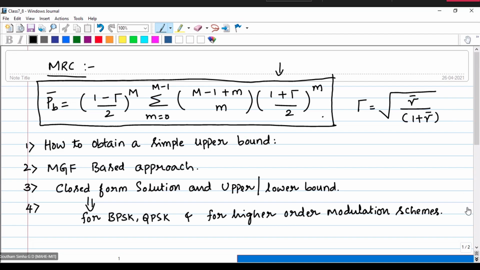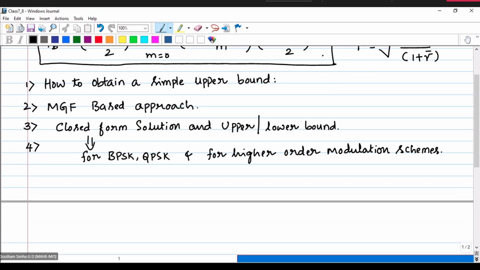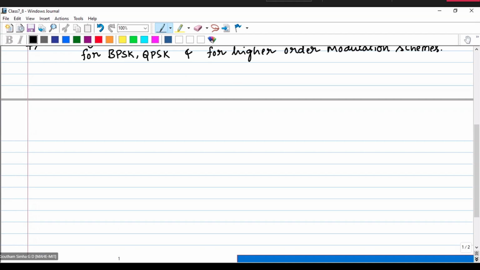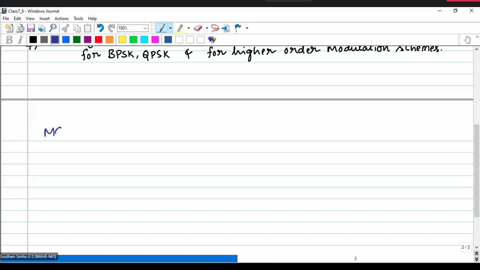Now what happens is, in order to answer this question, you need to understand, I think you have studied more or less, you might have come across the moment generating function based approach for average probability in your 6th chapter. If you have not studied, it's fine. Usually for analytical descriptions that is used, the moment generating function based approach, MGF based approach.